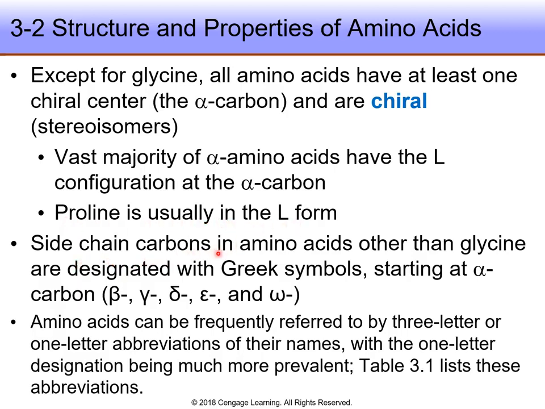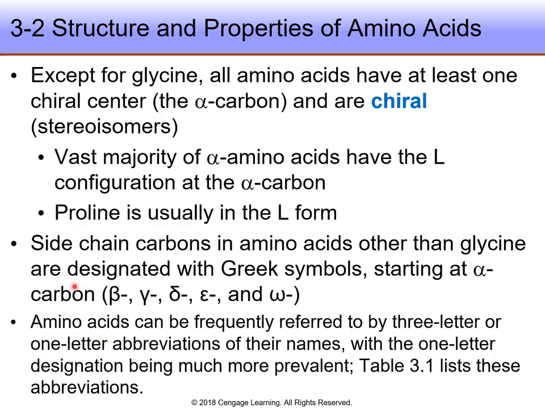Now, the side chain carbons in amino acids other than glycine are designated with Greek symbols starting at the alpha carbon. Notice here, as we said, all naturally occurring amino acids have the L configuration. However, you can find D amino acids in bacterial cell walls and in some antibiotics. And D and L is important. For example, a sugar molecule with the D orientation may be sweet, whereas the L isomer is bitter. And the same for a drug. A drug that is helpful in one orientation may be poisonous in the other orientation.